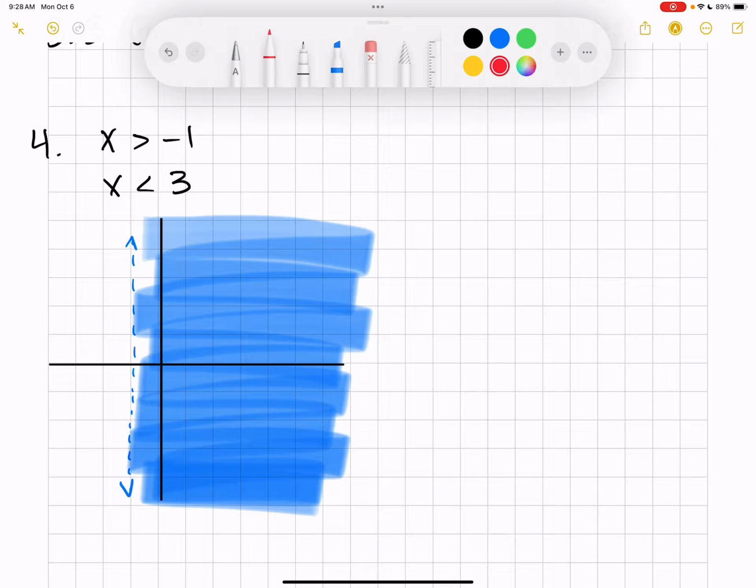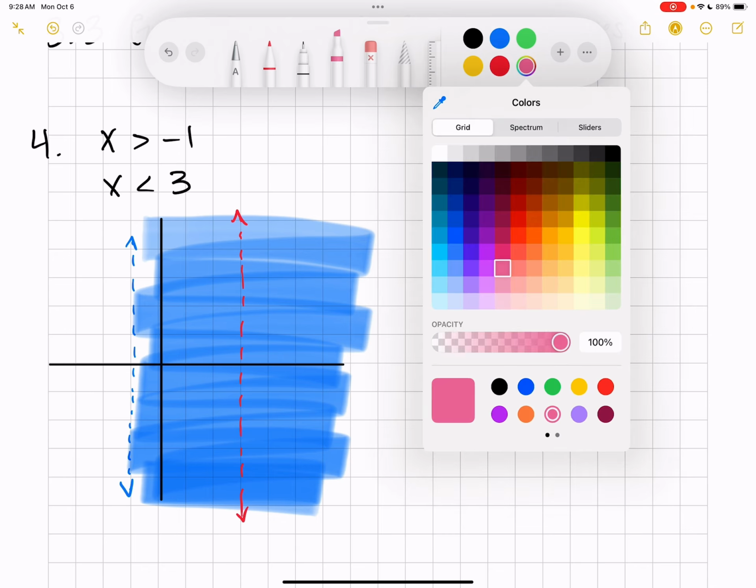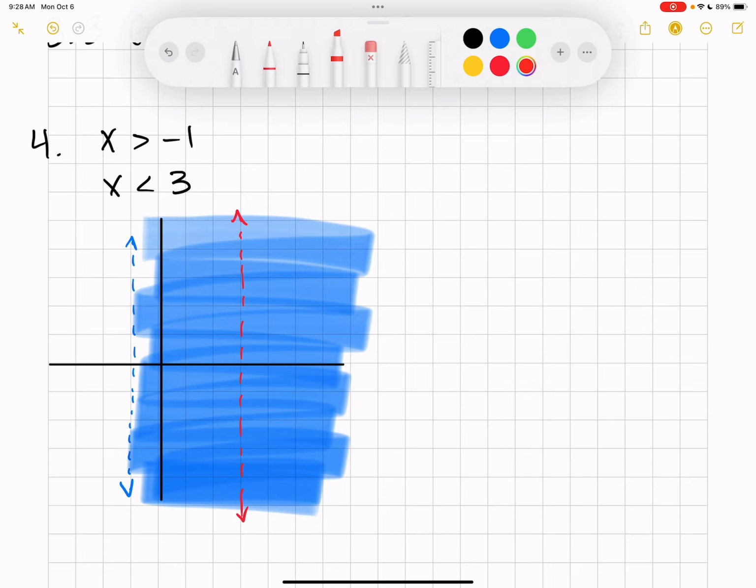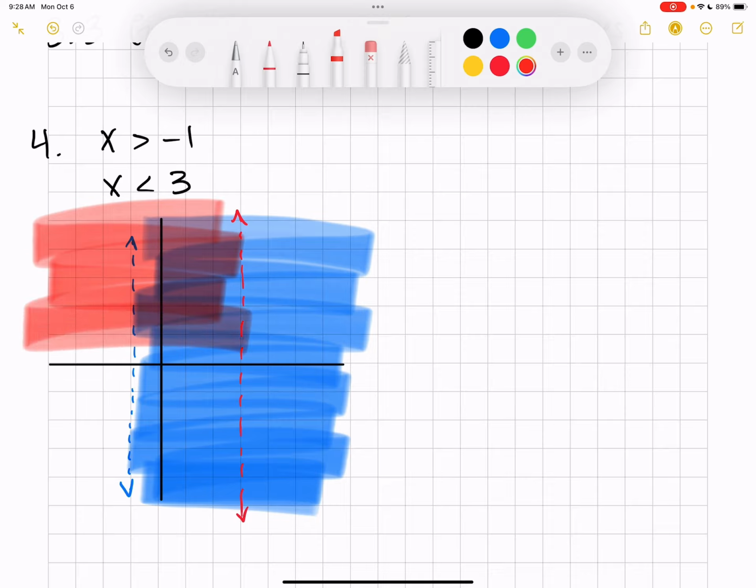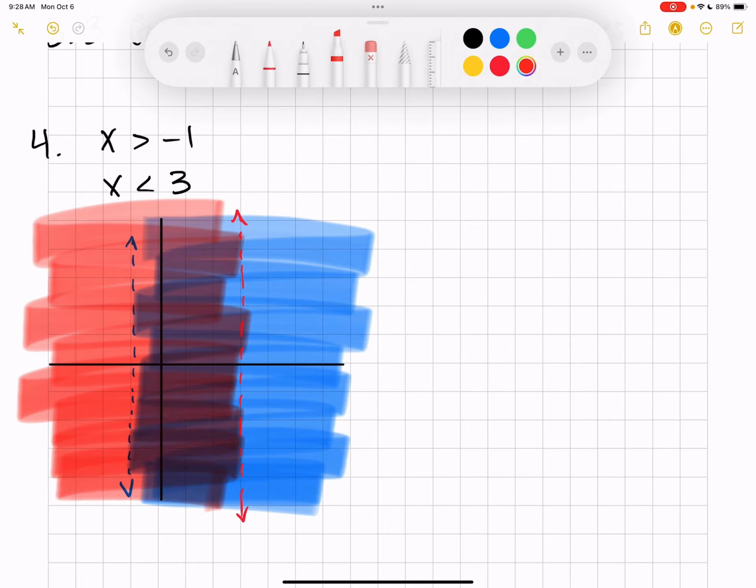And then X is less than 3. Well, at 3, I have a dotted line going up and down as well. And this one is less than, so it shades on the left. So the part where the colors mix is the solution. So we point to it and show that that's where the solution is.